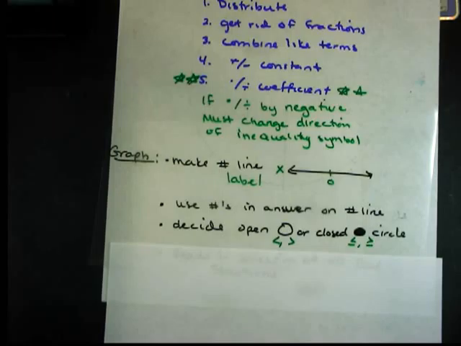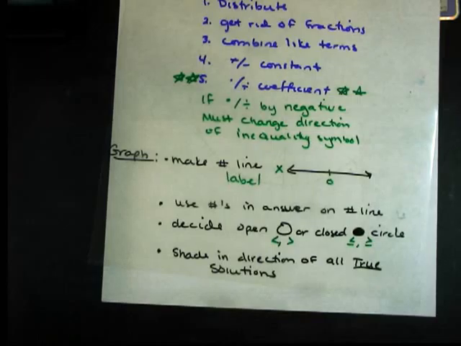Then we need to shade all of the other possible solutions. And you shade in the direction of the true solutions. Now, previously you were probably told to shade in the direction of the arrow. We don't do that because before, the variable always came first. The variable doesn't always come first anymore. So we don't use that philosophy. You need to be able to read an inequality and shade in the direction of all true solutions.